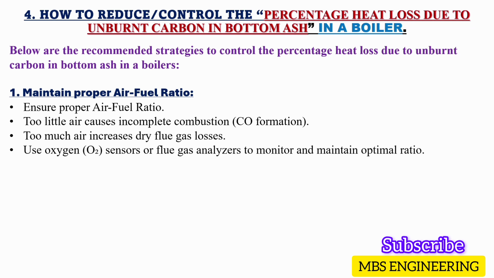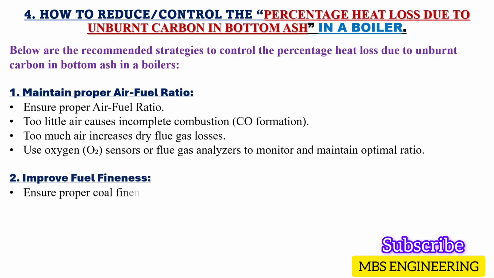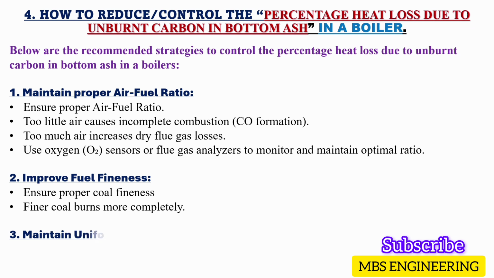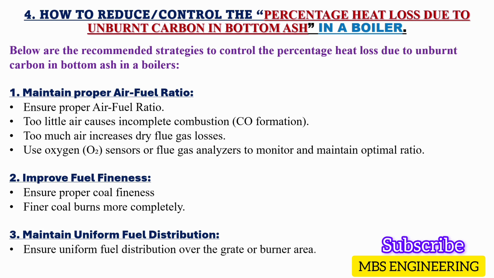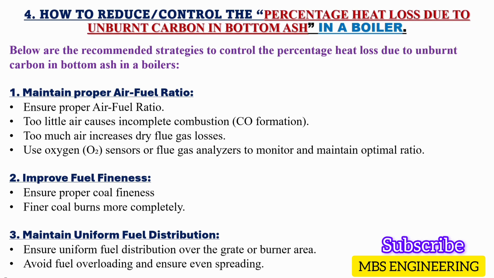The second recommendation is to reduce the heat loss to improve fuel fineness. Ensure proper coal fineness. Fine coal burns more completely. Ideally 70 to 75% should pass through a 200 micron sieve. The third recommendation is to reduce the heat loss to maintain uniform fuel distribution. Ensure uniform fuel distribution over the grate or burner area. Avoid fuel overloading and ensure even spreading.